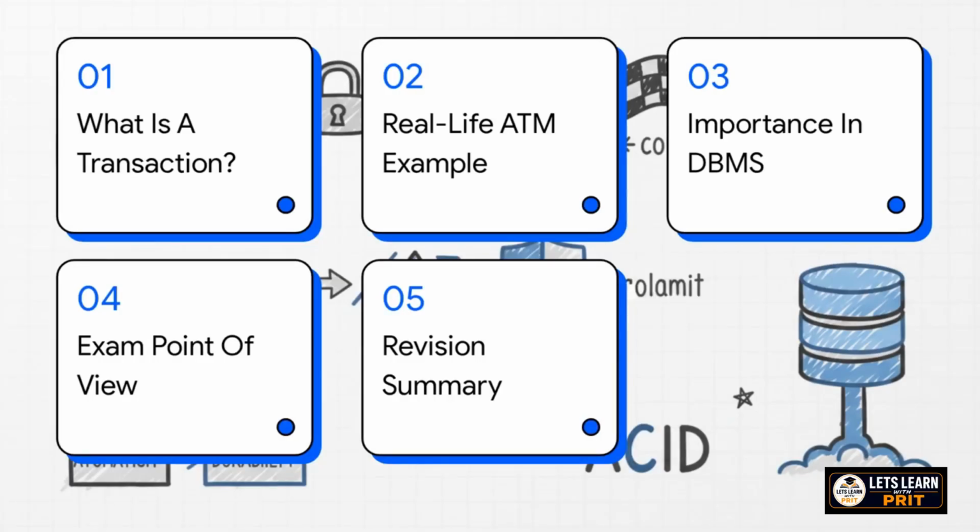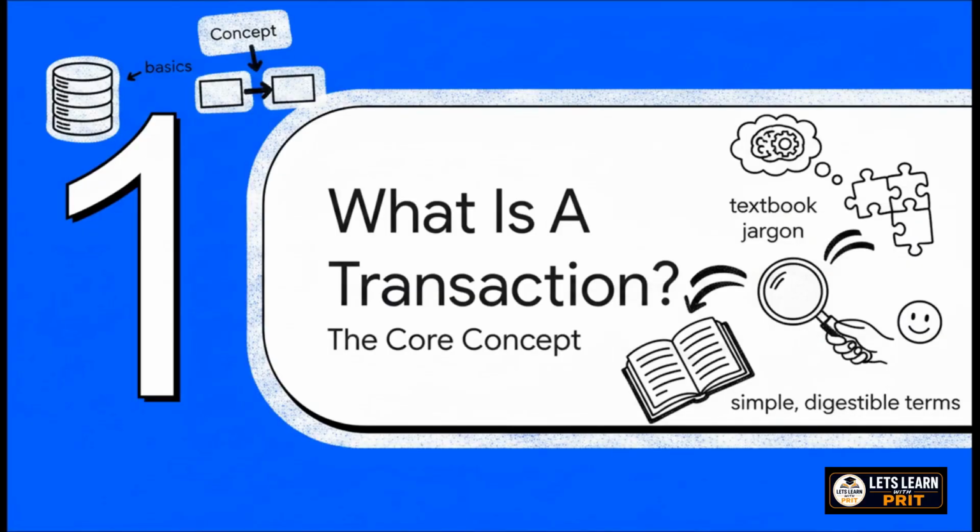Quickly, here's our roadmap for today's explainer. 1. What is a transaction? 2. A real-life ATM example. 3. Its importance in DBMS. 4. The exam point of view. And 5. A quick revision summary. Let's move to Section 1.